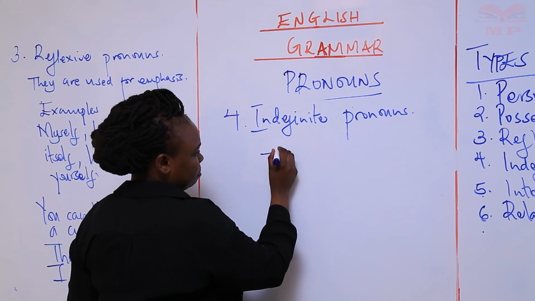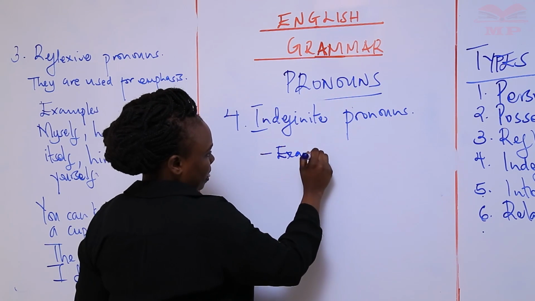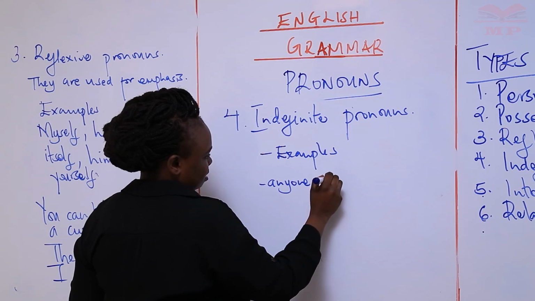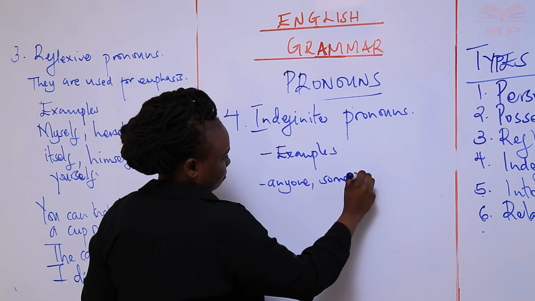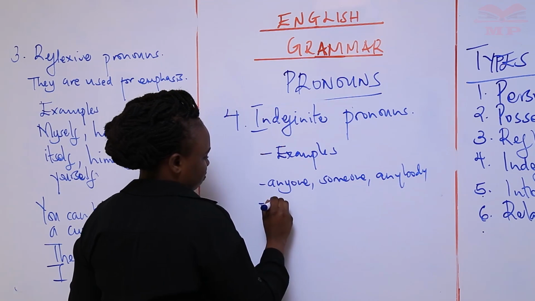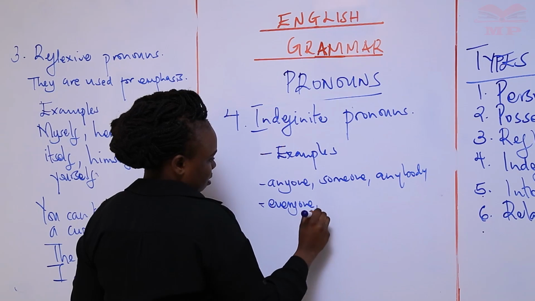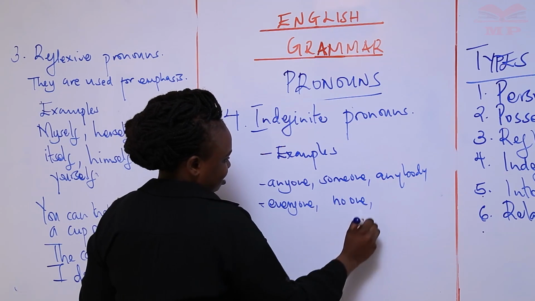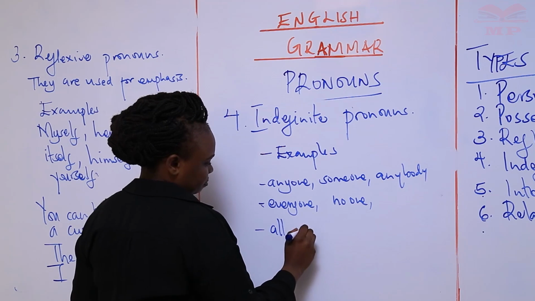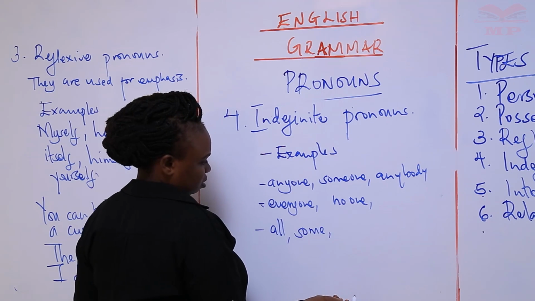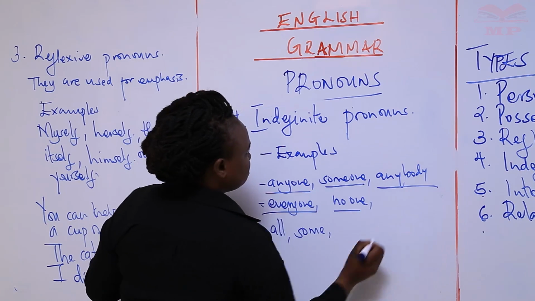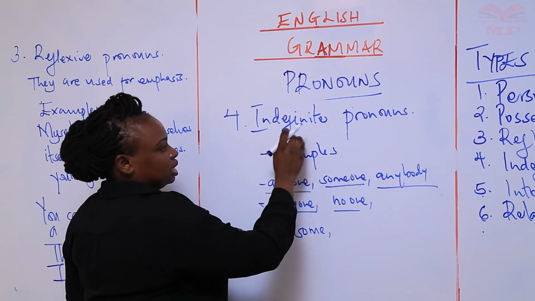to give you examples. Examples are anyone, someone, anybody, everyone, no one. Okay. We also have words like some, all, but the major ones are everyone, anyone. Whenever you encounter this, just know that this is an indefinite pronoun.